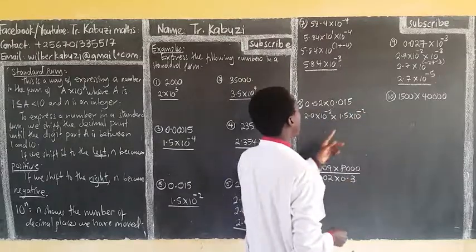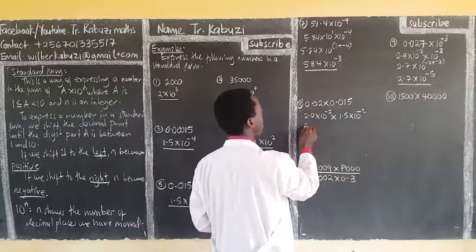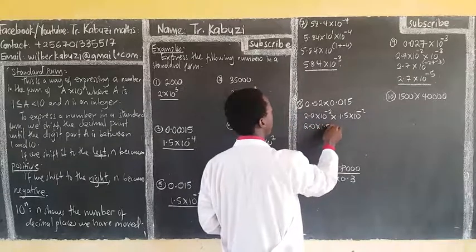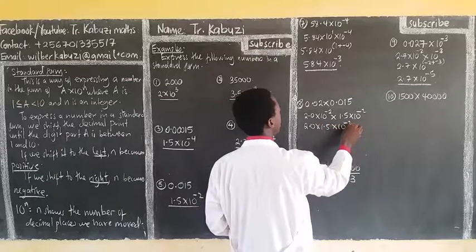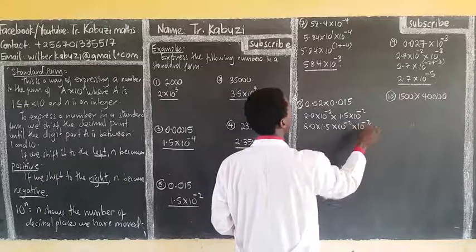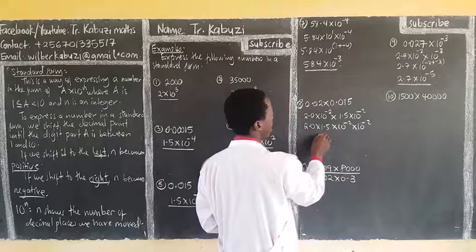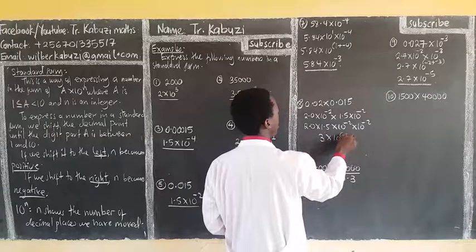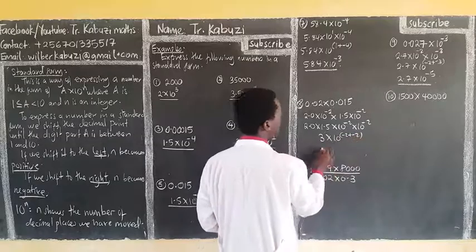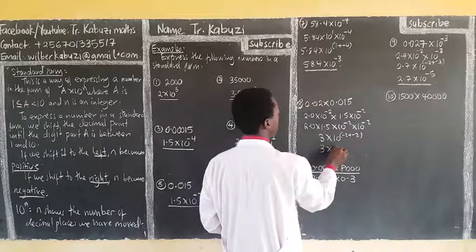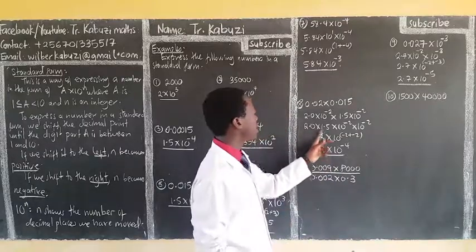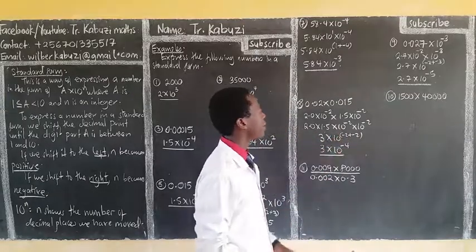Now I have this and this, and then I bring this closer. I have 2.0, then times 1.5, then times 10 power negative 2, negative 2. So now I multiply this and this, I get 3 times 10. The same base, we shall add the powers. So this will be 3 times 10 power negative 4. Why? Because this times this we get a 3. Then this one I just simplify.